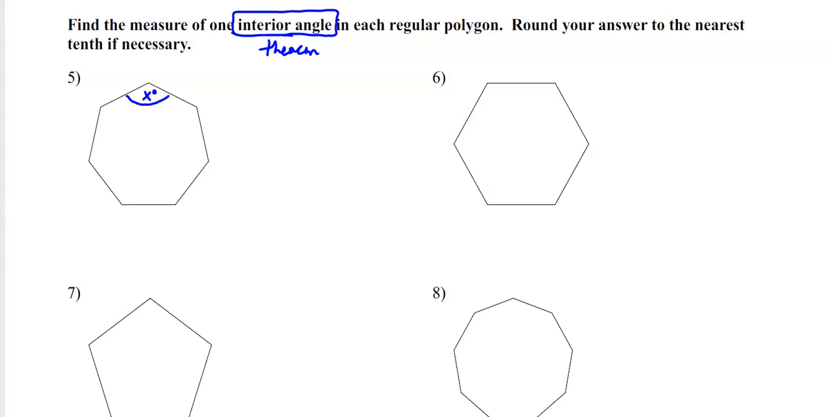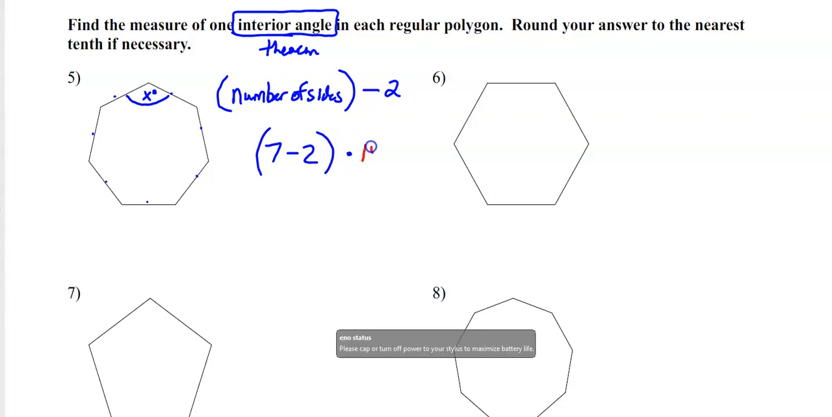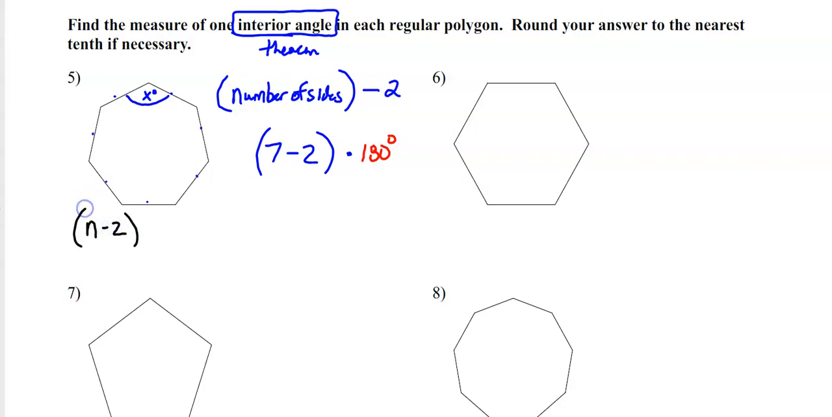And basically it is the number of sides, whatever that is, take away 2. All right, so let's do the number of sides, take away 2. So we have 1, 2, 3, 4, 5, 6, 7 sides, take away 2. And then you multiply by 180 degrees. So in general, the formula is n minus 2 times 180. And then you have to divide by how many sides there are. So we have 5 multiplied by 180.